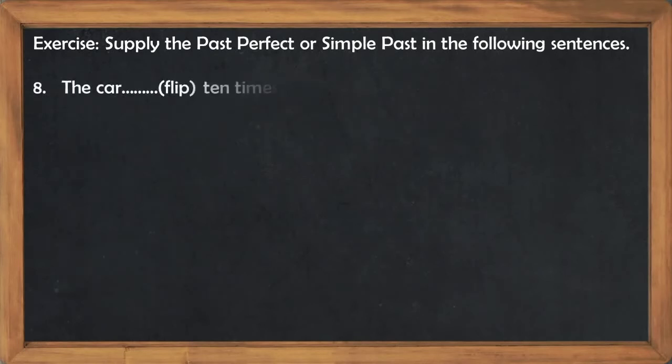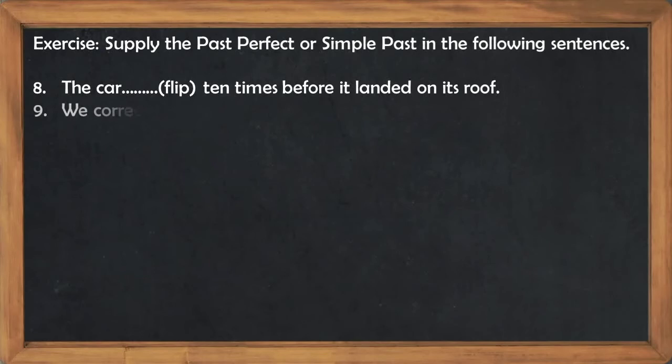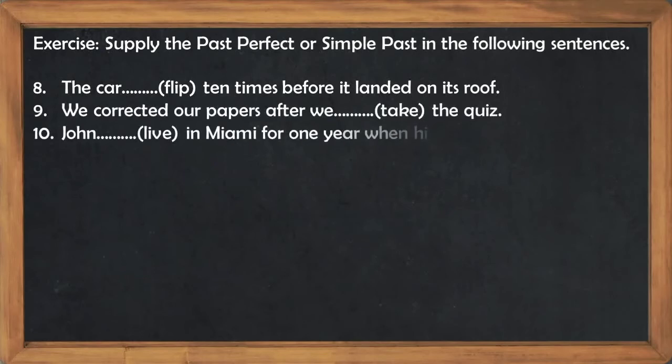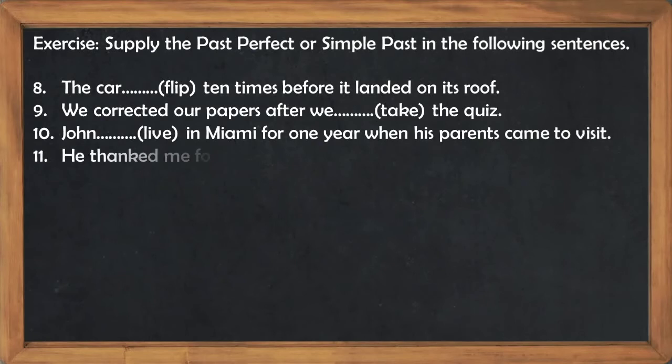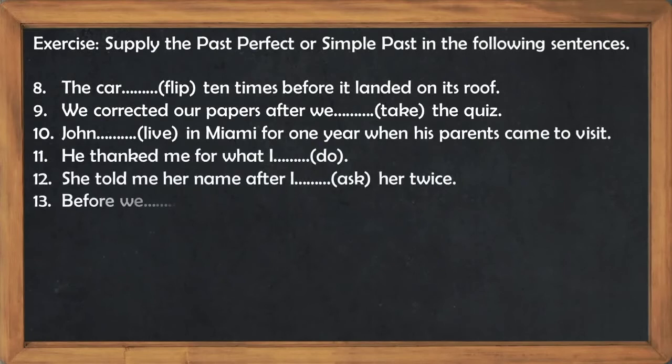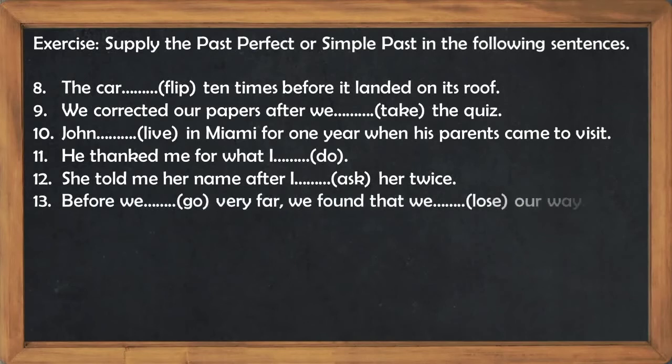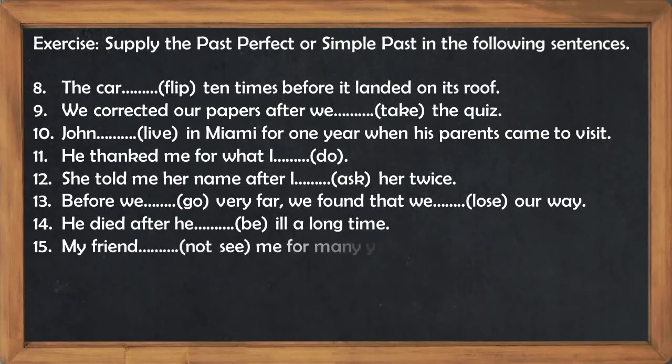(8) The car flipped 10 times before it landed on its roof. 9. We corrected our papers after we take the quiz. 10. John live in Miami for 1 year when his parents came to visit. 11. He thanked me for what I do. 12. She told me her name after I asked her twice.